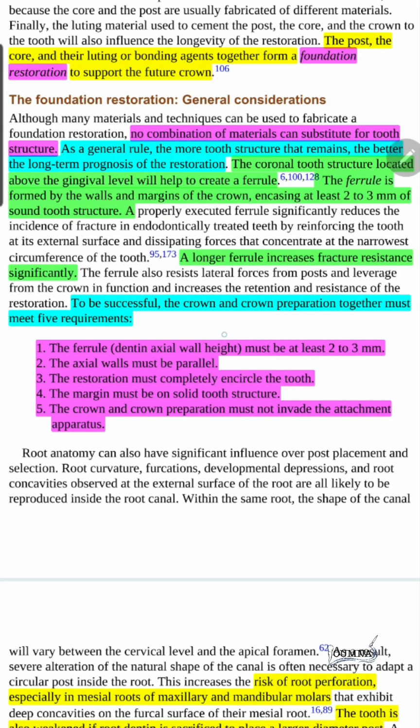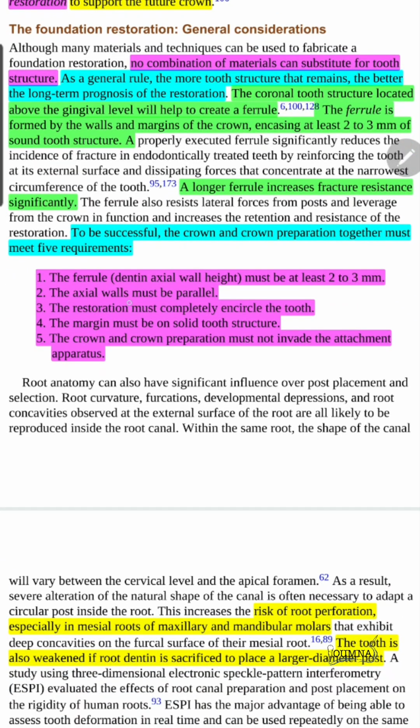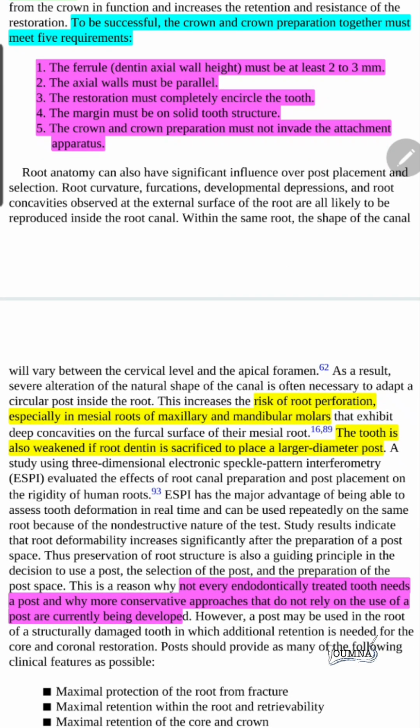For a full crown, the ferrule must be at least 2 to 3 millimeters, which is the dentinal axial wall height. The axial wall must be parallel. The restoration must completely encircle the tooth. The margin must be on a solid tooth structure. The crown preparation must not invade the attachment apparatus, which means the soft tissue and the periodontal around the tooth.